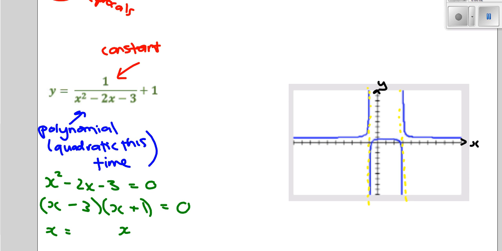So what's the solution if we just set the first bracket equal to 0? X equals 3, yeah? And the other one would be the solution to this one? -1. So that's how you find the asymptotes again. Just a reminder, you set the denominator equal to 0, and you solve, and that's found our two vertical asymptotes. So we've got x equals -1 here, and x equals 3 here. So that's where those came from.